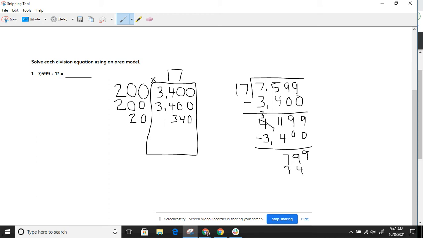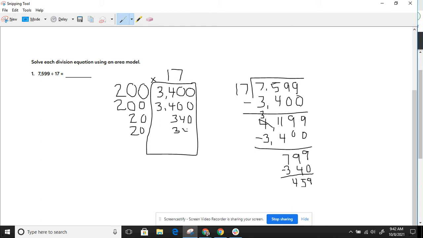340. And I subtract. 9 minus 0 is 9. 9 minus 4 is 5. And 7 minus 3 is 4. So now I'm at 459. Okay, so then I'm going to repeat. I know that 17 times 20 was 340. Well, I could use that again because we're trying to get to 459. So I'm going to repeat.